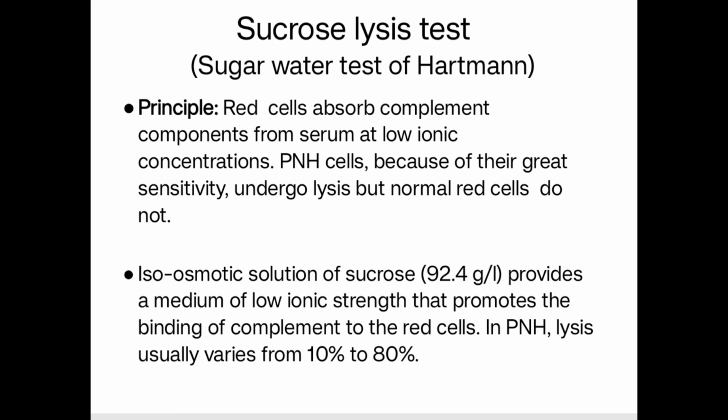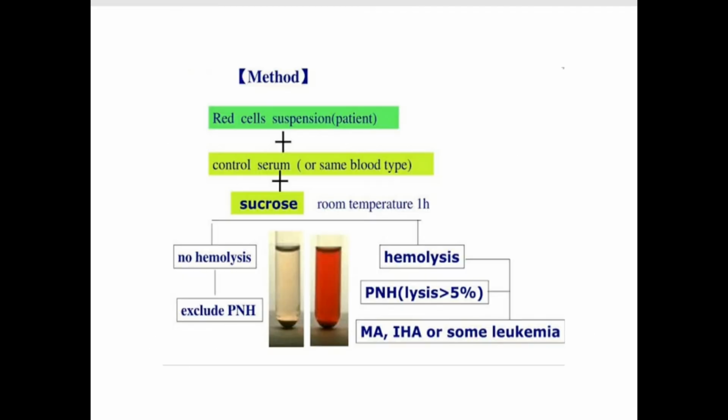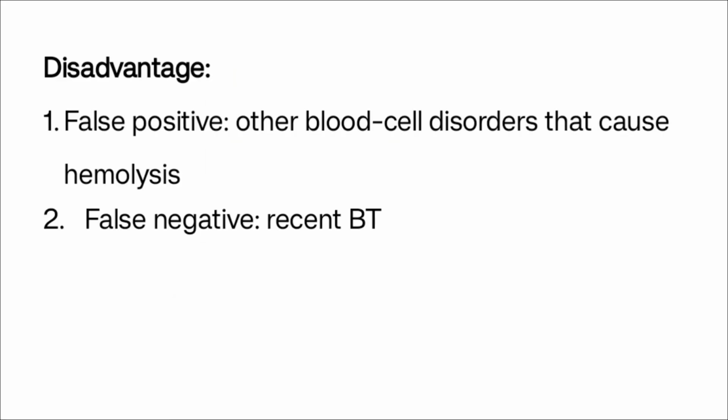Now, moving on to the second test, it is the sucrose lysis test. It is also known as the sugar water test of Hartmann. The principle is red cells absorb the complement component from serum at low ionic concentration. PNH cells, because of their great sensitivity, undergo lysis, but normal red cells do not. So we take an isosmotic solution of sucrose, which provides a medium of low ionic strength. As the image shows, there is a red cell suspension of the patient, control serum and sucrose. The low ionic strength increases the binding of complement to RBCs. So if there is PNH, there will be hemolysis.